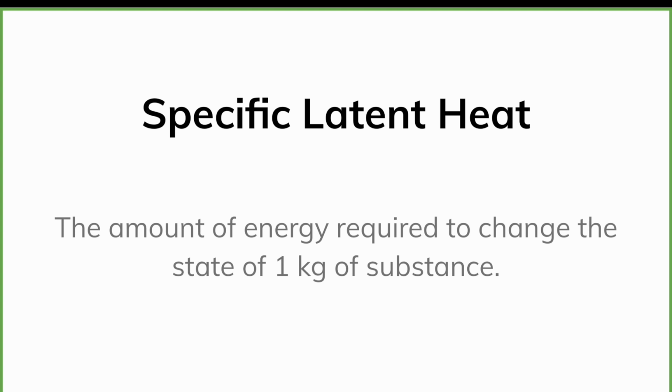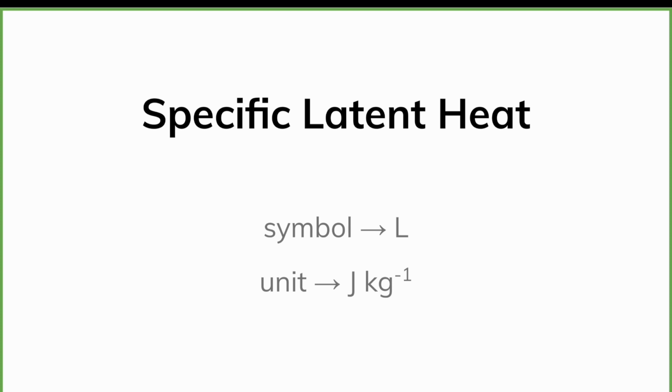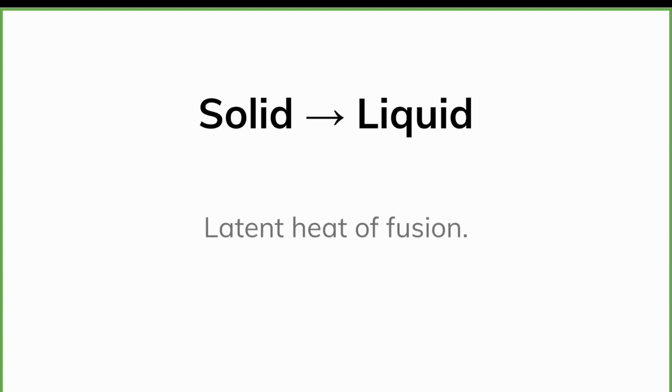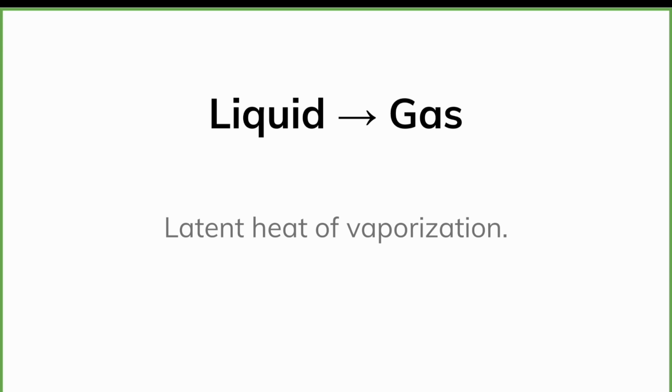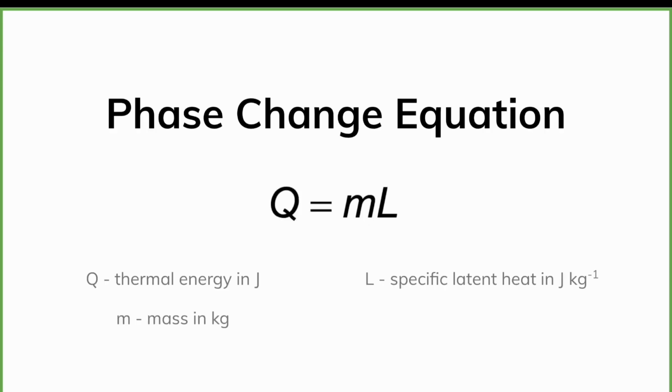Specific latent heat is the amount of energy required to change the state of 1 kilogram of a substance. It has a symbol L, and the unit is joules per kilogram. We have two different types. When we're going from solid to liquid, we call that the latent heat of fusion. And when we're going from liquid to gas, we call that the latent heat of vaporization. The phase change equation gives us the thermal energy equal to the mass times the specific latent heat. And we're going to use this in the following questions to solve some problems.